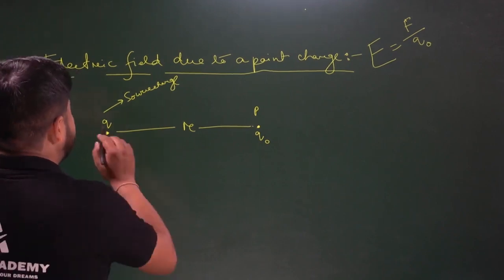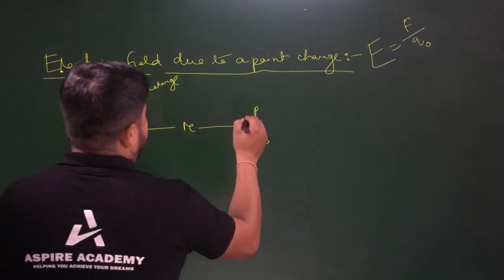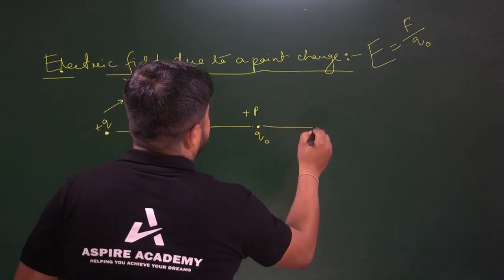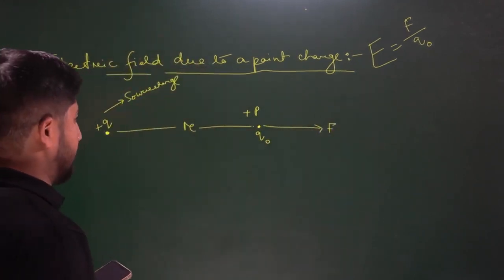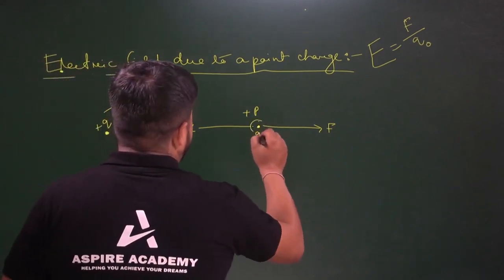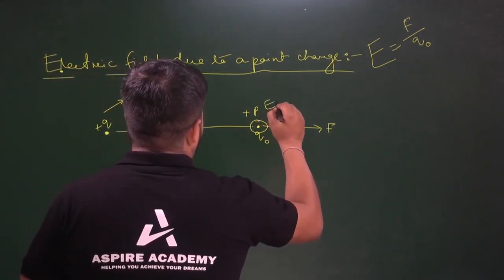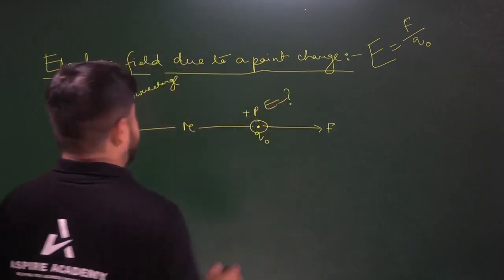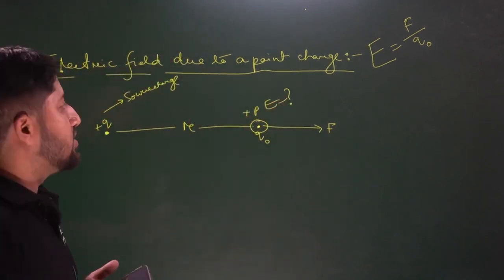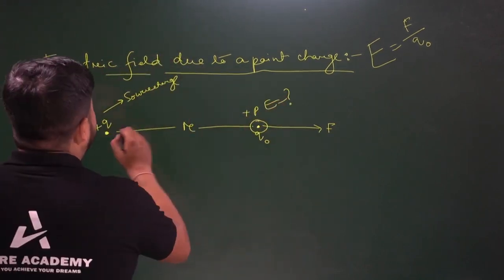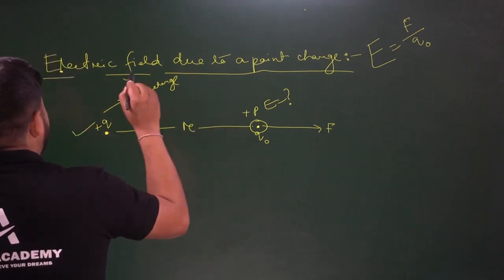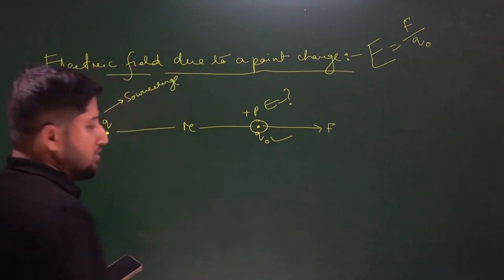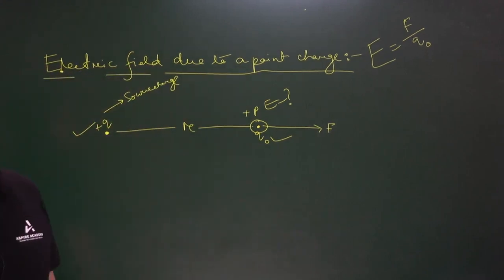Both are positive charges, so what will happen? A repulsive force will be developed. At this point P, we have to calculate the electric field. How can we calculate it? Two charges are placed here: one charge is Q and another charge is Q naught, with a separation of R.